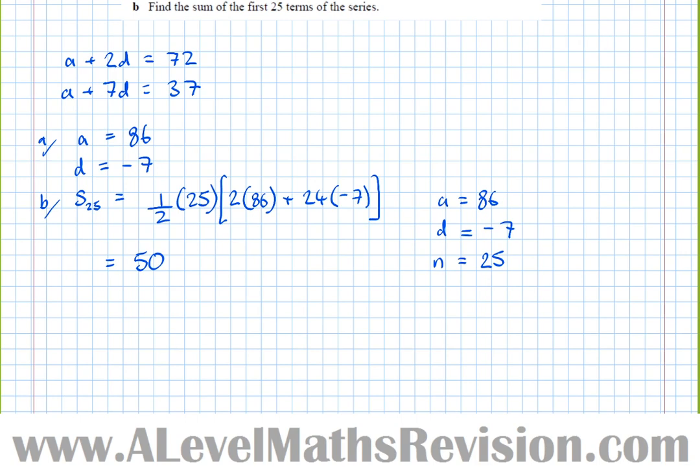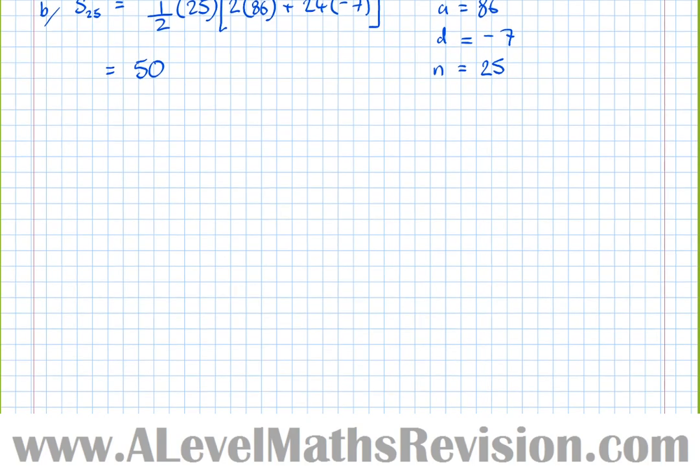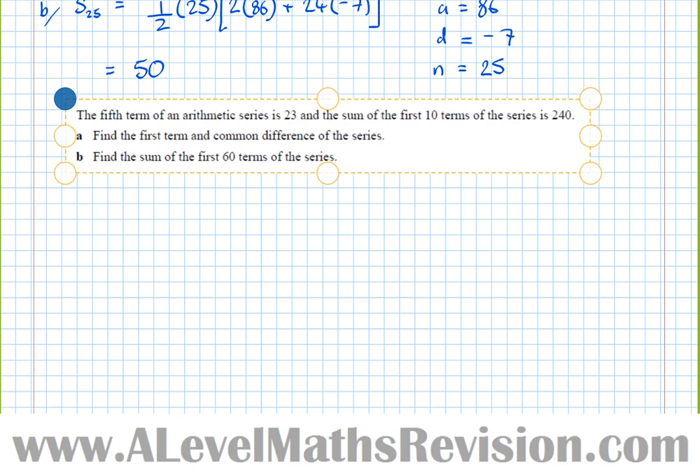And that's that. So what I'm going to do, I'm going to leave you for a couple of minutes to do another question. So take 3 or 4 minutes on this. But another one along the same lines, slightly more challenging. Because it tells us here the fifth term of an arithmetic series is 23. So we dealt with that in the previous question. And the sum of the first 10 terms of the series is 240, different formula. That's the only clue I'm going to give you. I'm going to leave you to it for a little while. I'll have a go at it in just a moment.